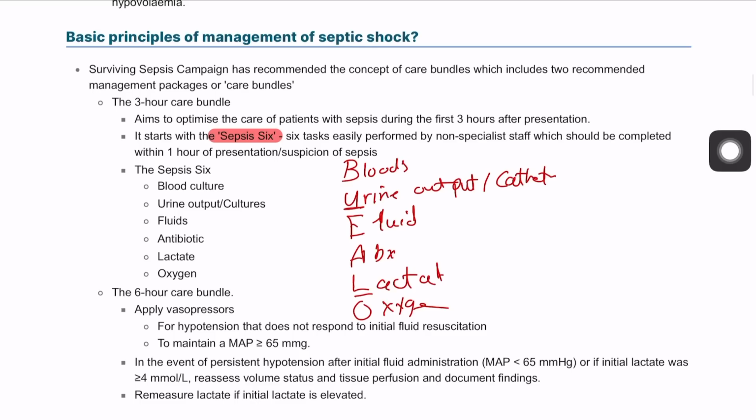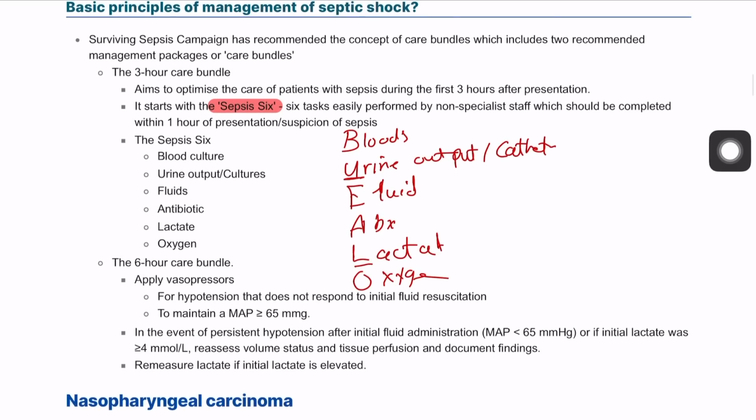The 6-hour bundle: if the patient is not responding to treatment, we need to start them on vasopressors and keep the mean arterial blood pressure above 65, and also remeasure lactate to make sure it's not elevated.